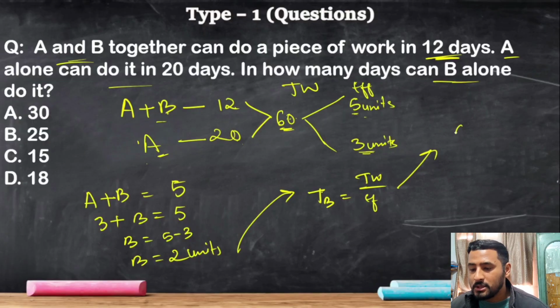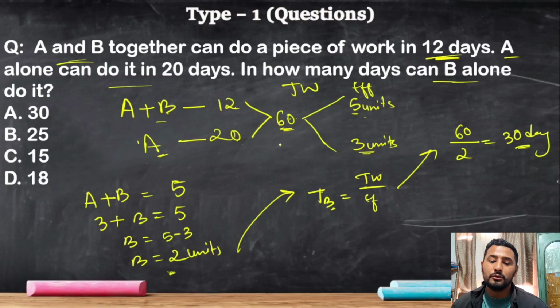So total work is how much? 60. And the efficiency of B is how much? Look, I'm writing for B. It is 2. So cancelling this, we get 30 days. So if B alone wants to do the total work of 60, he should complete it in 30 days. So the answer will be option A. B can complete in 30 days. I hope this is clear.